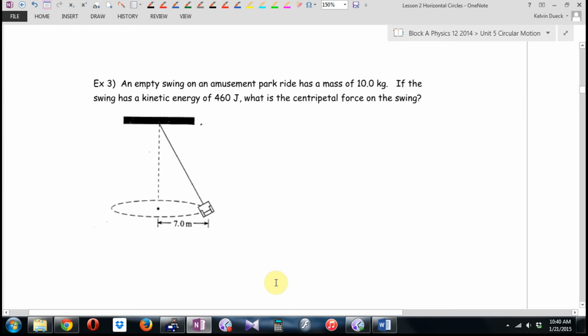Example 3. An empty swing on an amusement park ride has a mass of 10 kilograms. If the swing has a kinetic energy of 460 joules, what's the centripetal force on the swing? What's this question asking me to find?